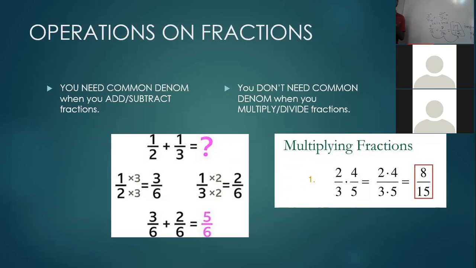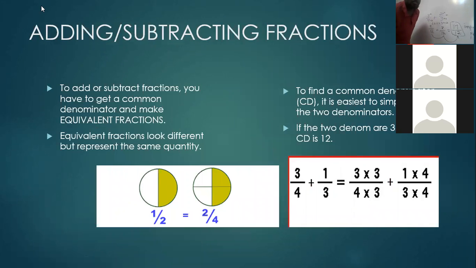Now, I haven't mentioned simplifying much. Simplifying is pretty straightforward. You keep dividing numbers from the top and bottom until you can't anymore. All right, again, equivalent fractions are basically the same quantity represented in different ways. So 2 out of 4 is the same as 1 out of 2, as half. It looks different, but it's the exact same value.